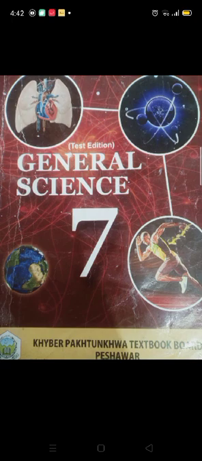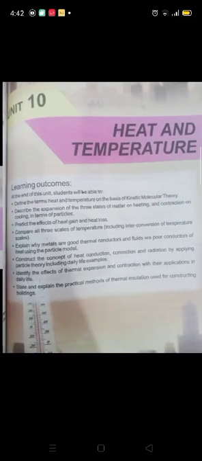Today we are starting chapter number 10, that is heat and temperature. Students, after completing this lecture you will be able to know about the kinetic theory, and you will also be able to define thermal energy and temperature on the basis of kinetic molecular theory. You will also be able to know the different units of temperature and their uses, and how we measure the temperature.